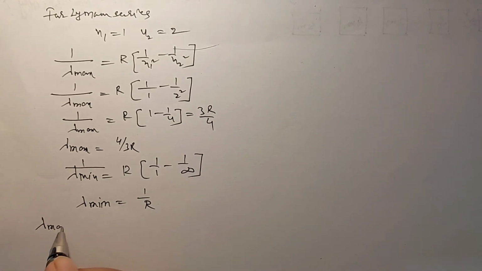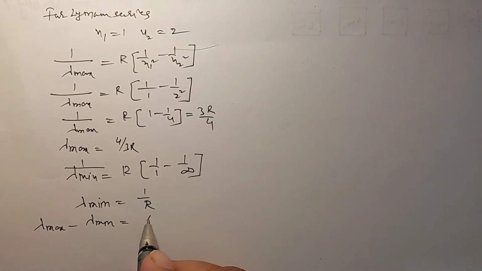Now we take a difference. So lambda maximum minus lambda minimum is equal to 4 by 3R minus 1 by R.